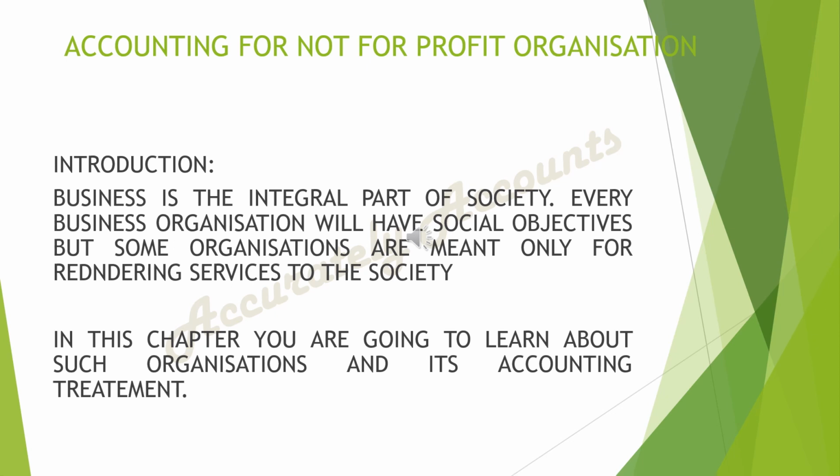So we all know that business is part of society. And every business will have its own social objectives. But these social objectives are always the secondary objectives for the business organization. There are several organizations which are meant only for rendering services to the society. So in this chapter, you are going to learn about such organizations and their accounting treatment.